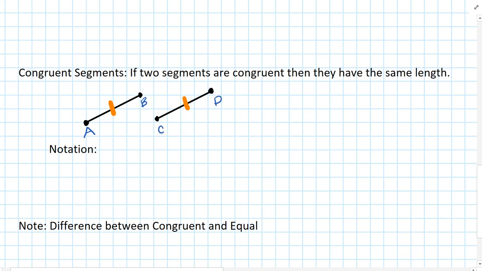So notationally, when I'm talking about my segments, I would say segment AB is congruent to segment CD. So here's the key. This little equal sign with my little tilde or my squiggly on top, this means congruent.